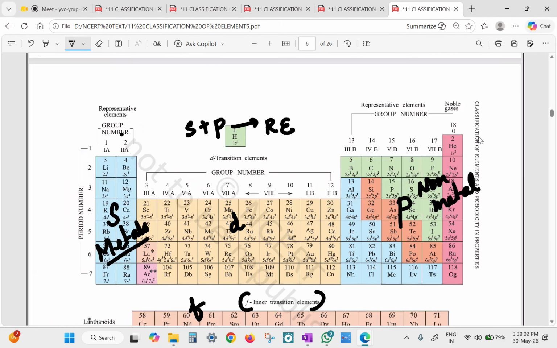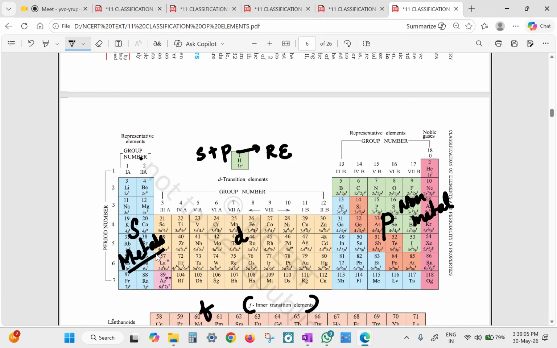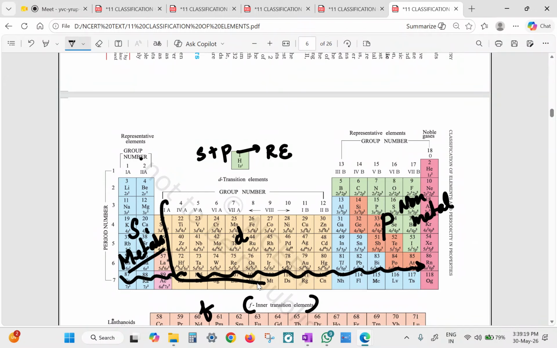So, if you look at the periodic table, the metallic property keeps decreasing and the non-metallic property keeps increasing. So there is a change in the properties from metals to non-metals, a transition. These elements bear the transition, the change.